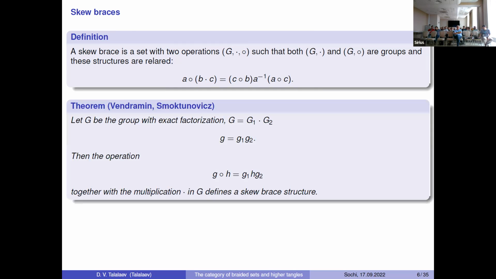There is a very important example of such a structure. If we have a group G with exact factorization, which means that each element of this group can be represented as a product of elements of subgroups, it's not a direct product of groups, but it is a group with factorization. Then we can define the operation g circle h, which is g1 h2 g2, where g1 and g2 are the parts of the factorization. And it is a theorem that two such operations produce the structure of a skew brace.